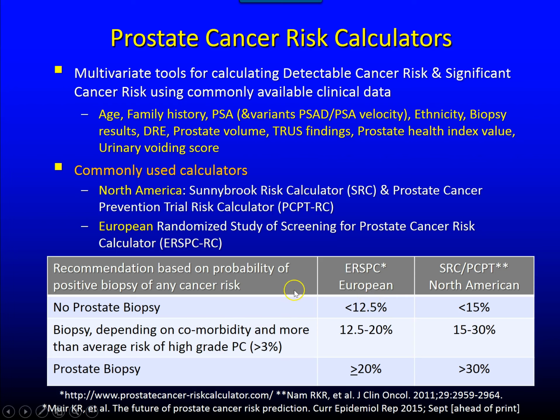Now, you'll notice that there are recommendations for biopsy and recommendations for not doing biopsy. The recommendation for doing a biopsy in the European calculator comes out when the risk is greater than 20%, and in the North American calculators when it's greater than 30%.